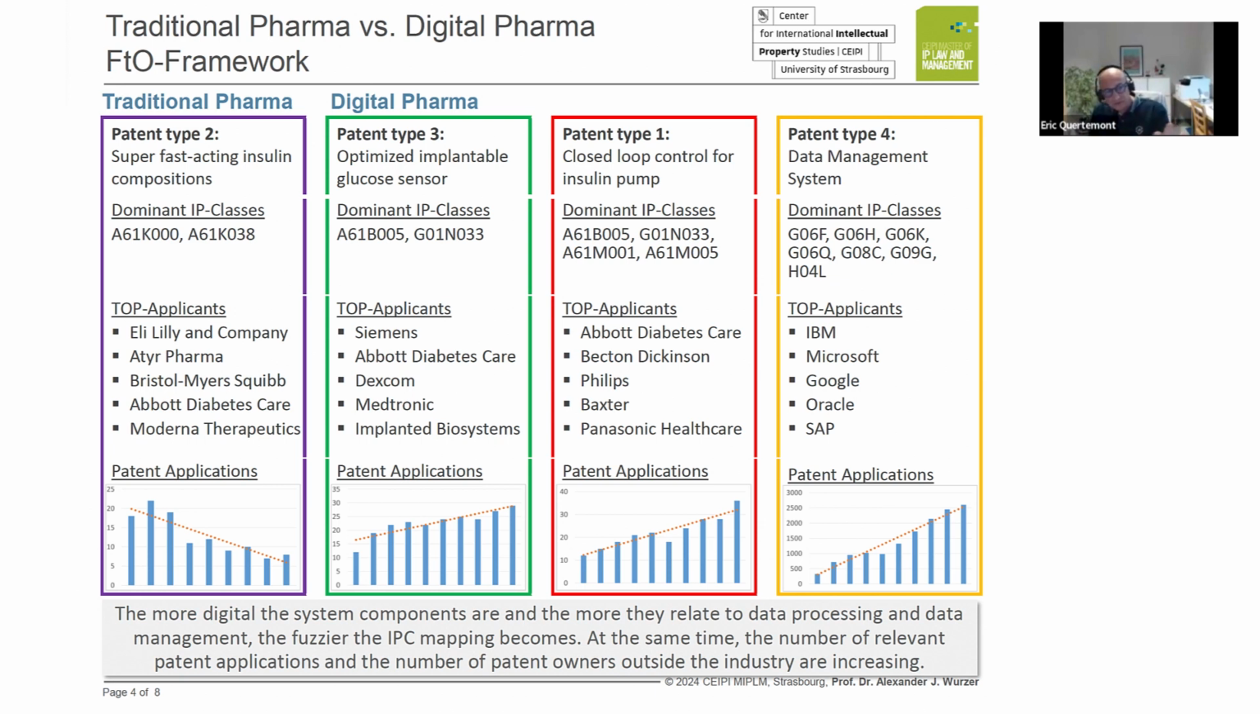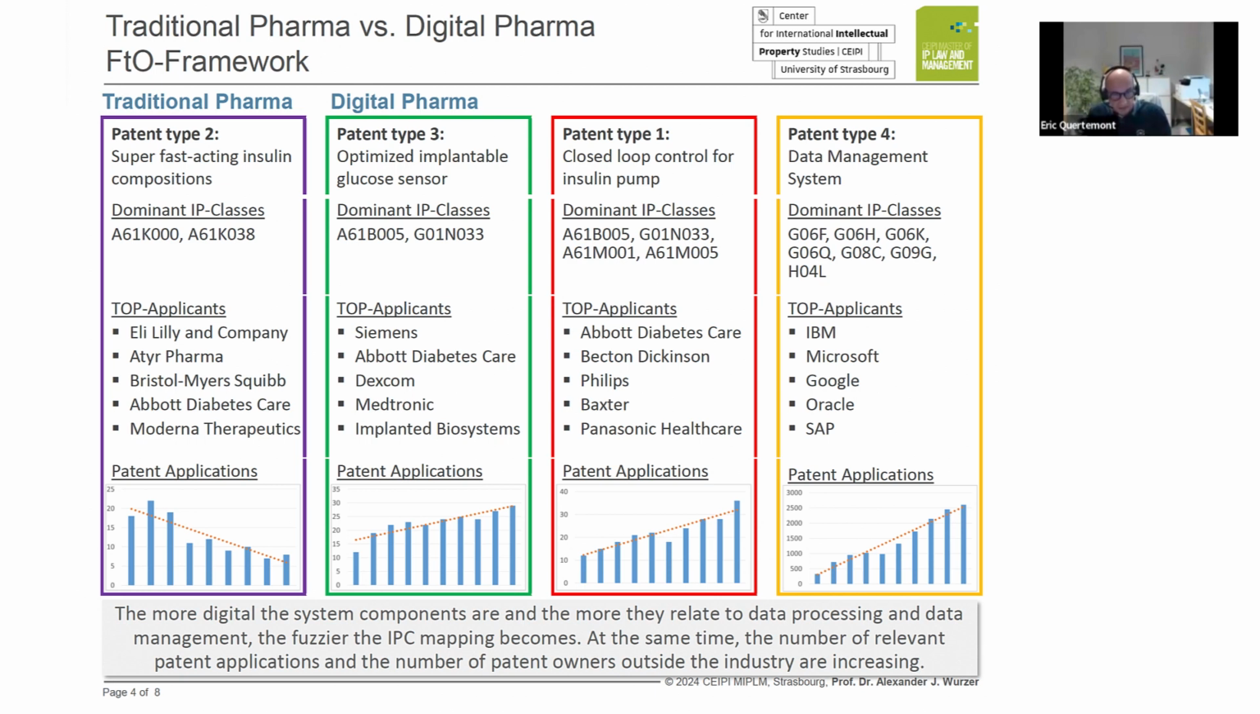Also, another aspect is the type of applicants. For the composition, the applicants will be well-known applicants in the field. And in type 3 and 1, we have different actors coming in. And in the last type, an even broader range of applicants like IBM, Microsoft, Google.